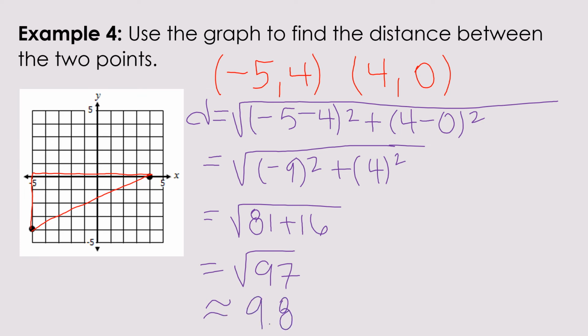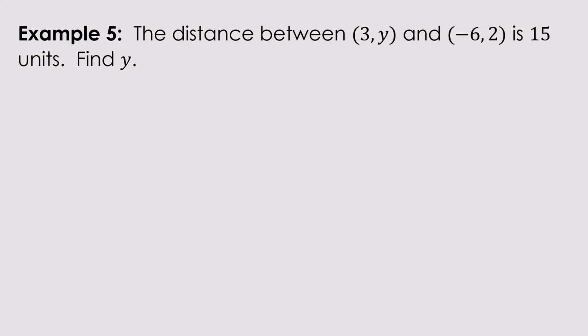If we were putting units on this, this would just be regular units. Since it's a distance, you could write units at the end of every one, or if they told you it was centimeters or inches, you could do that as well, but it's not necessary. In our last problem, this one's a little bit different. We're actually given the distance and one full coordinate and then half of a coordinate, and we're trying to find the value of y. So it says the distance between (3, y) and (-6, 2) is 15 units.